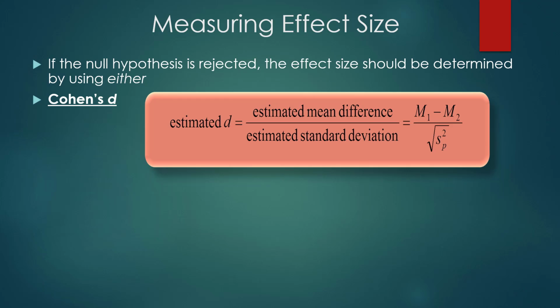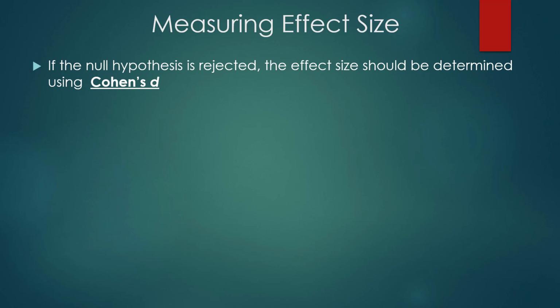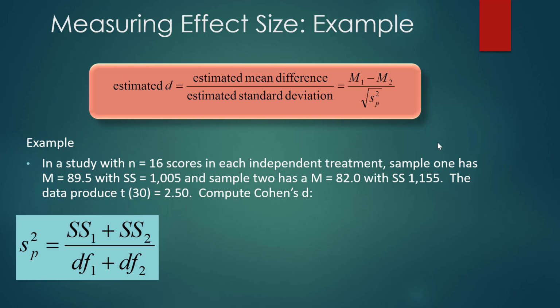Now, Cohen's d should look somewhat familiar to what we saw when we were doing a one-sample t-test. If the null hypothesis is rejected, the effect size should be determined, and one formula to determine effect size is Cohen's d. It's not much different here. The estimated d is the estimated mean difference, so your mean 1 minus your mean 2, over your estimated standard deviation. Remember, the square root of our pooled variance gives us our estimated standard deviation. So the formula really isn't any different.